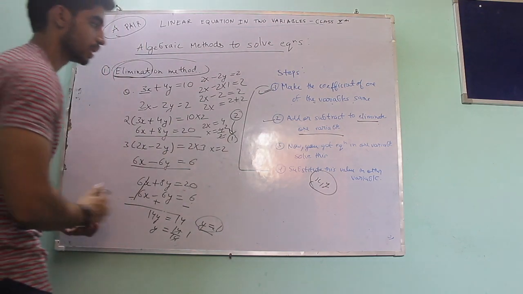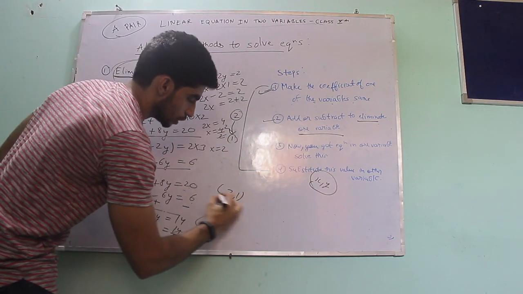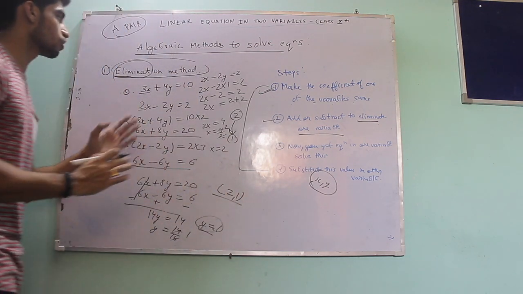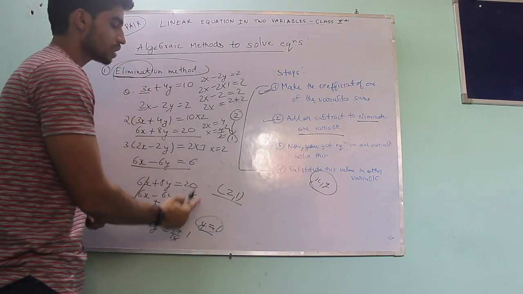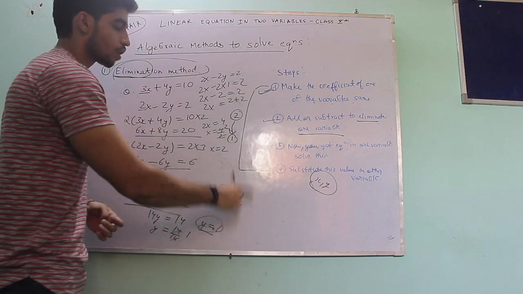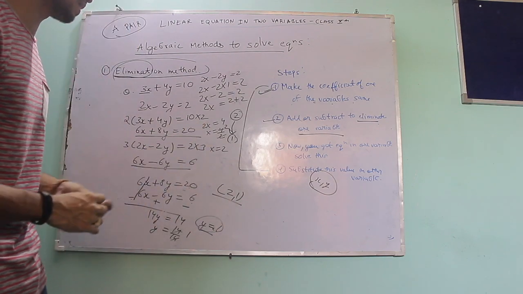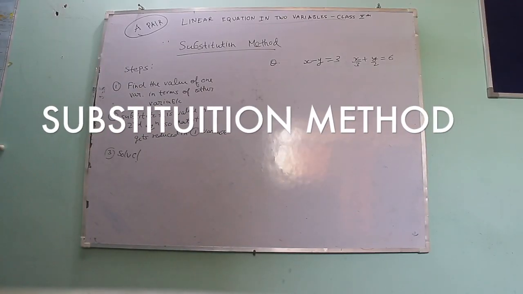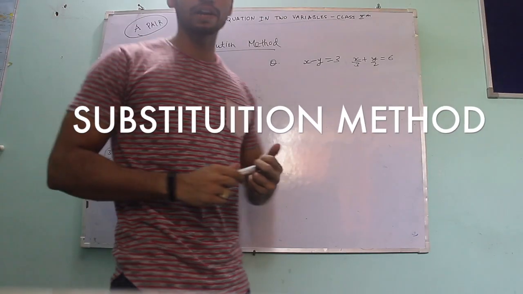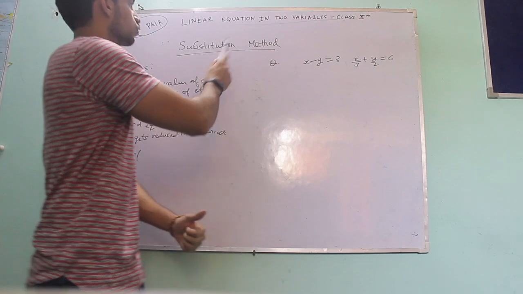So our solution is (2, 1) in the coordinate system. So this was our elimination method. What we did was we eliminated one variable, which was x here, then we got the coordinates. So this is a very simple method, the basic method. Let's move to the next part, which is our substitution method.